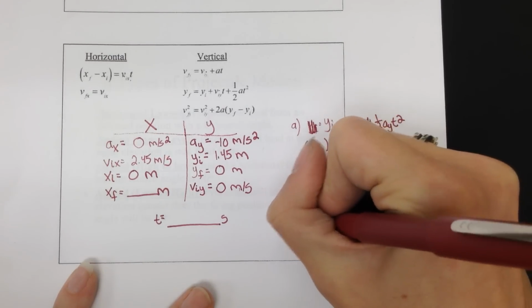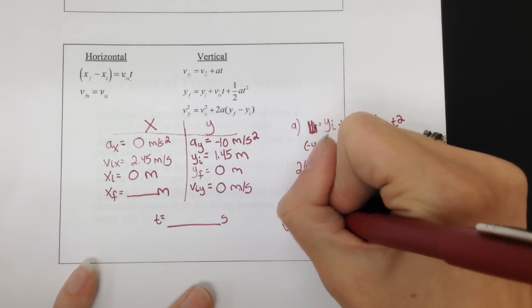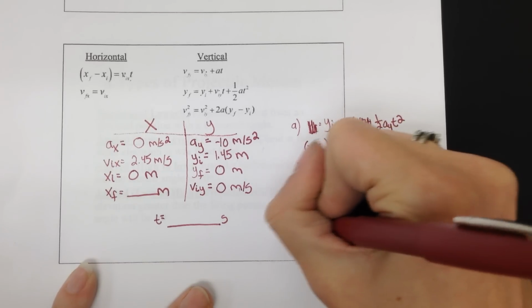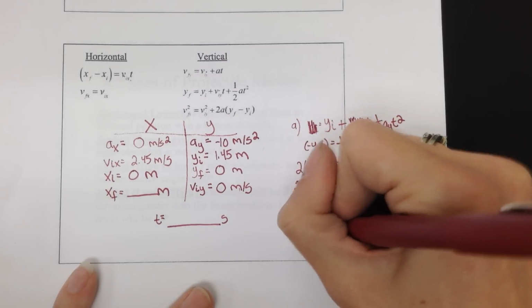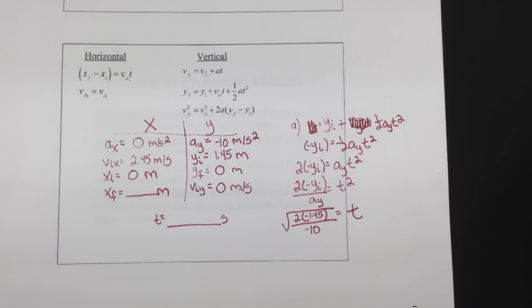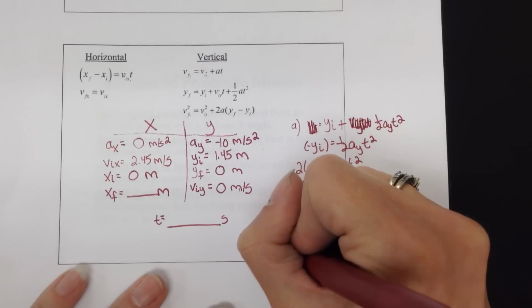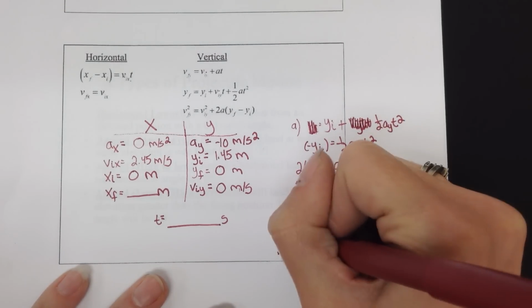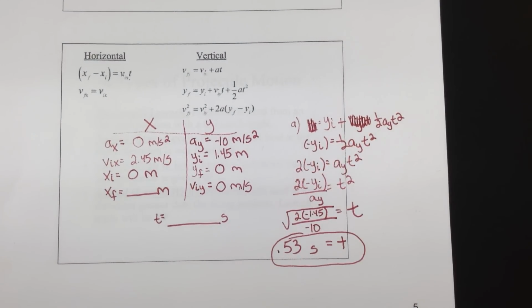So 2 times my negative y of I, so it's going to be that negative 1.45 divided by my acceleration in the y direction, which is negative 10. And if you do that math, folks, and square root it, you're going to get t is equal to 0.53 seconds. And that is how long it takes the car to hit the ground.